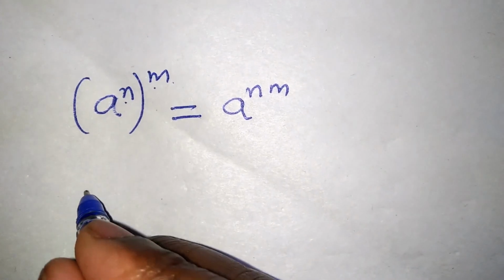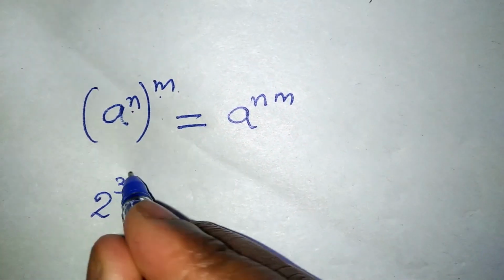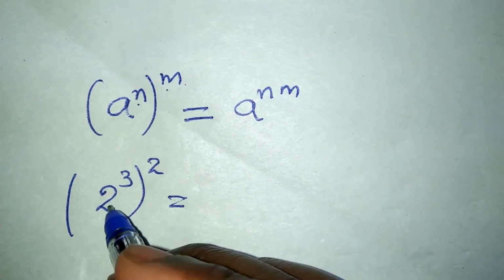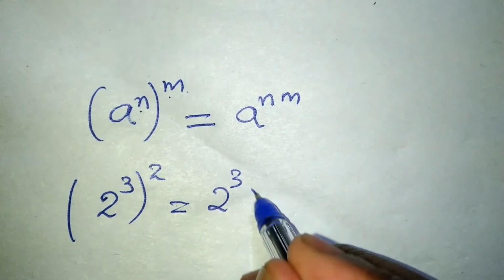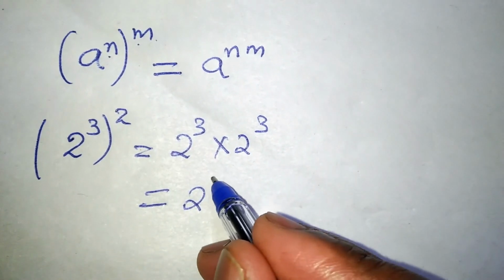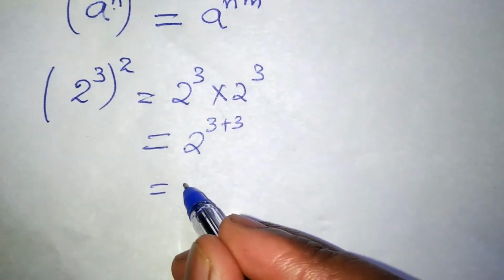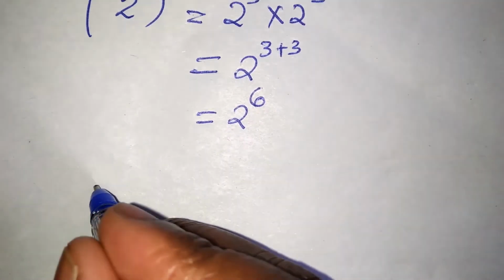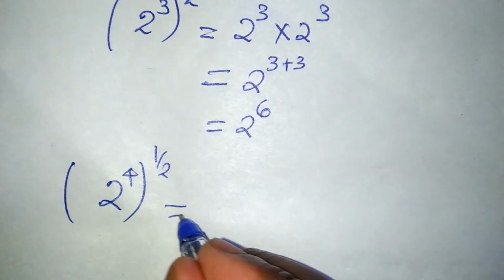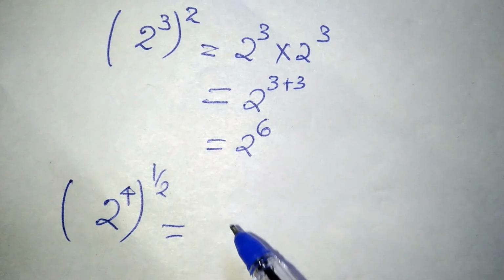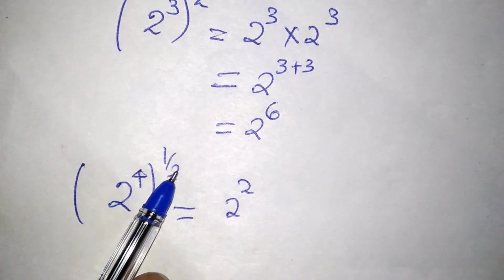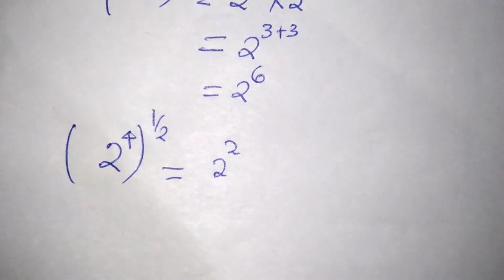Now, the example here is if I have 2^3 raised to 2, what I get here is like saying (2^3) squared, which is 2^3 times 2^3, and that gives us 2^(3+3), which is simply 2^6. Another example would be 2^4 raised to a half. We multiply the powers just as I said, and so we end up with 2^2. If you multiply 4 times a half, you get 2. So 2^2.